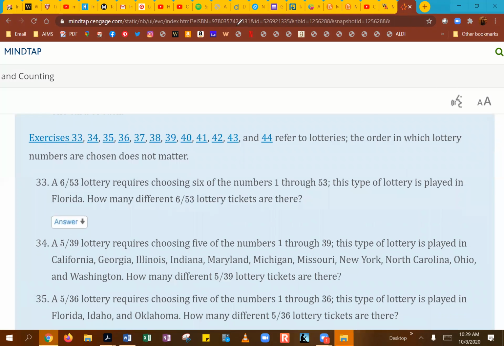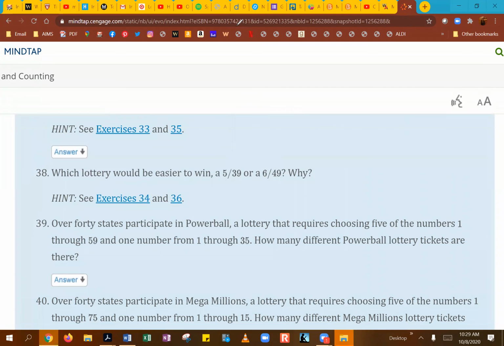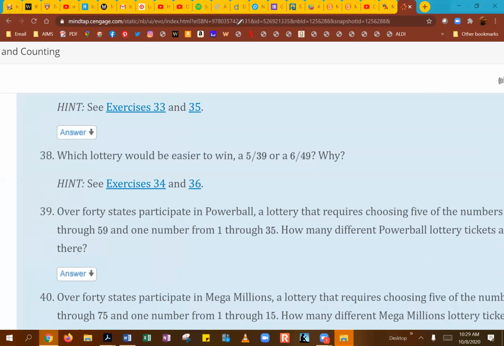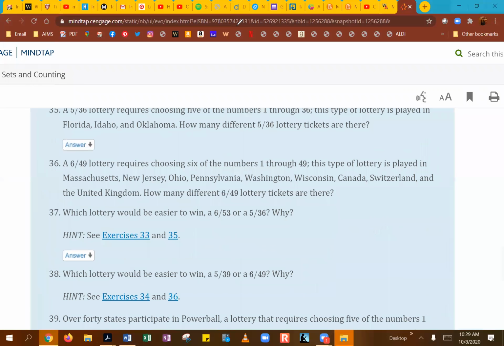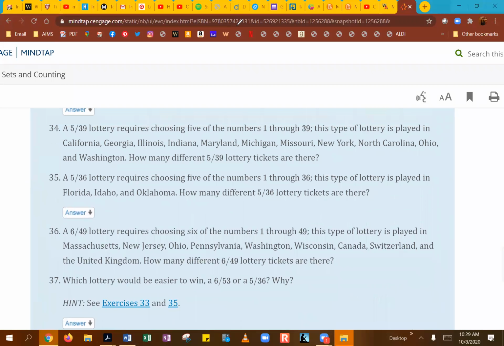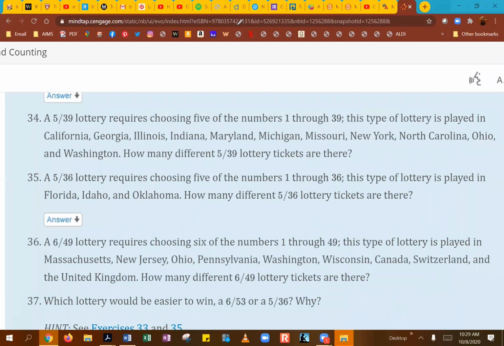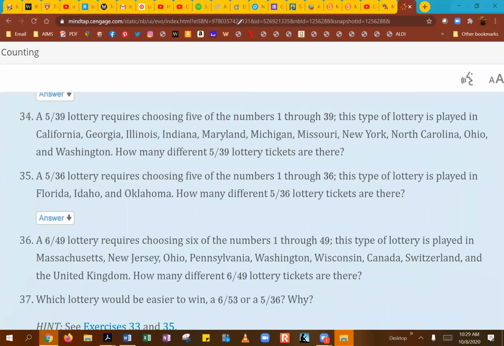This one is referring to lotteries, and they're saying the order in which lottery numbers are chosen does not matter. And we are looking at number 38 over here. They want to know which lottery would be easier to win, 5 out of 39 or 6 out of 49, and why. And they're actually asking us to use exercises 34 and 36 to help us out. So let's take a look at those. They're saying a 5 out of 39 lottery, and this is number 34, requires choosing 5 numbers from 1 through 39.